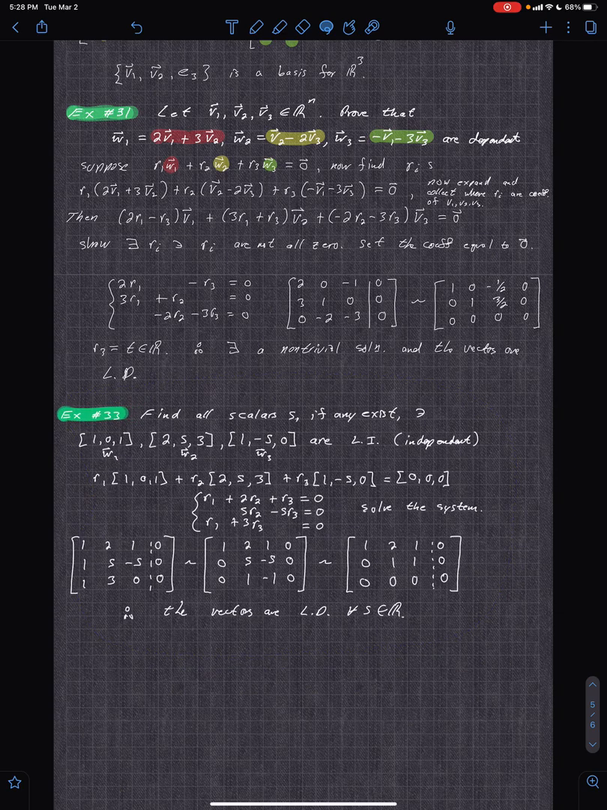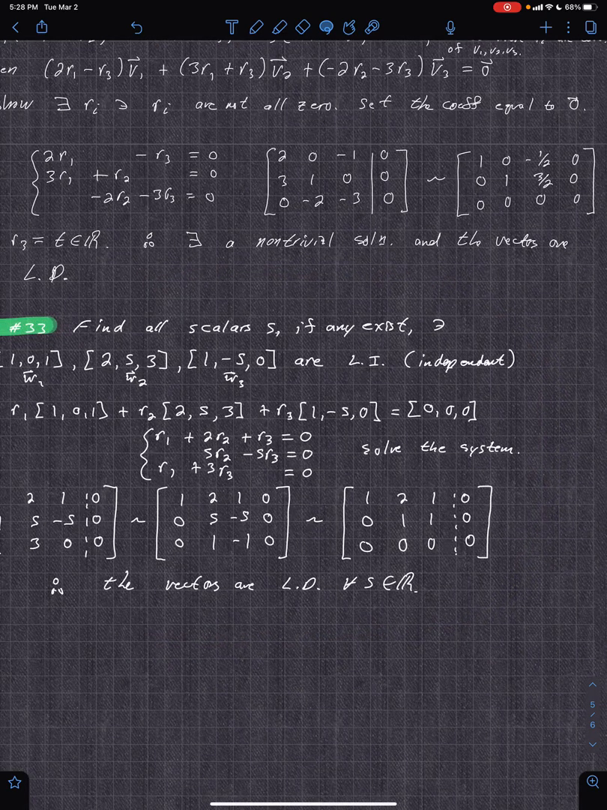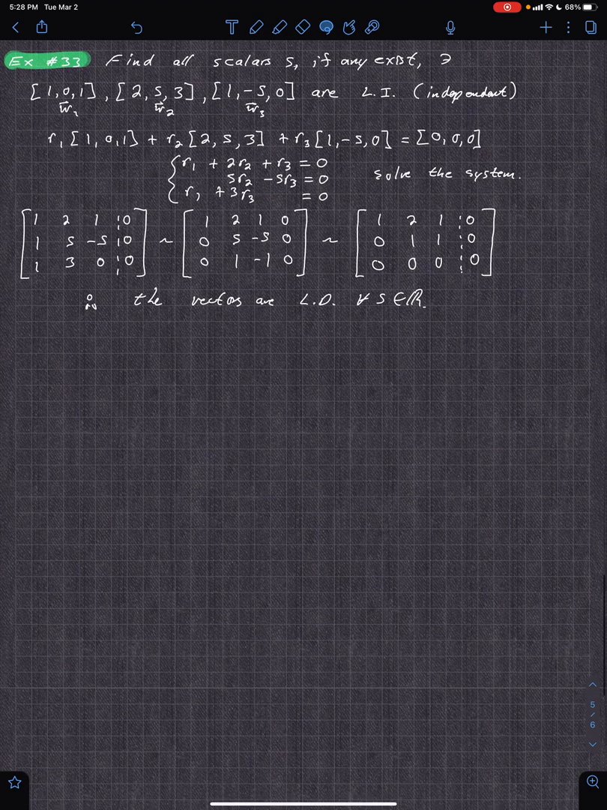All right, so this is 33. So we'll just go through it then. How about that? And wrap this up. So number 33, find all scalars S, if any exist, such that these vectors are linearly independent. So you set it up the same way, R1, R2, R3, just like that, and you set it equal to the 0 vector. And so you expand and get a system.